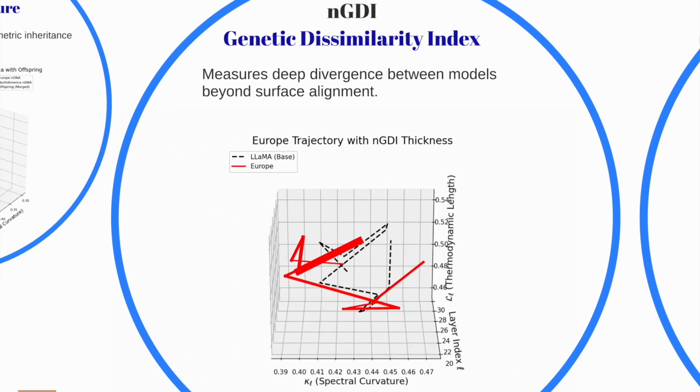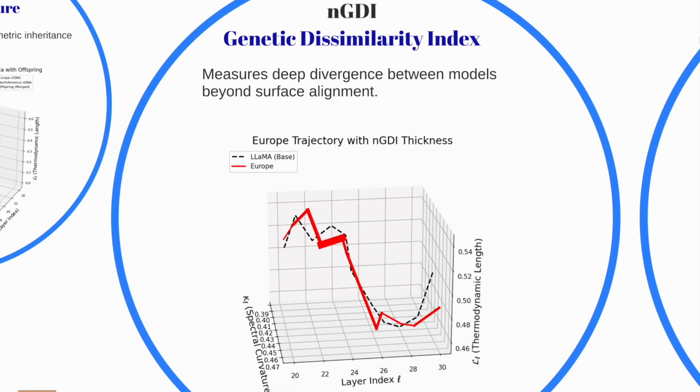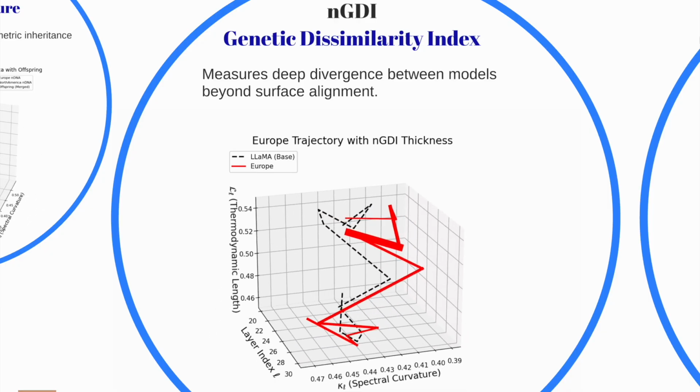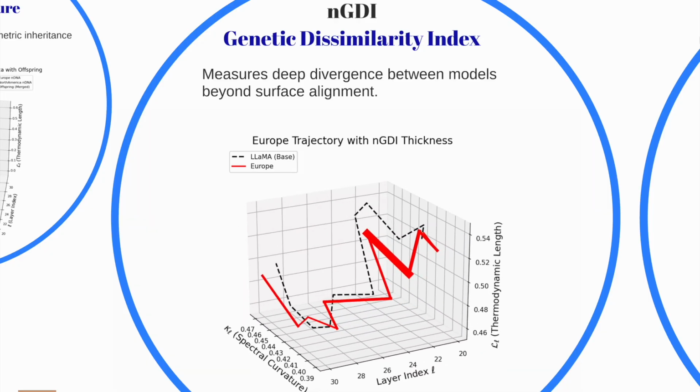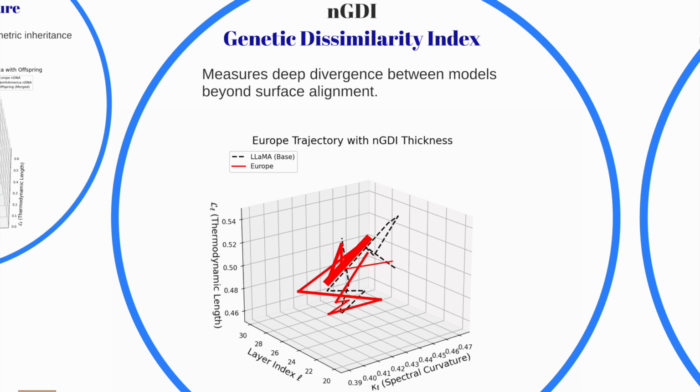Genetic Dissimilarity Index, NGDI, is a layer-wise measure of how far apart two models' internal geometries are. Think of it as a distance between their shapes of thought.